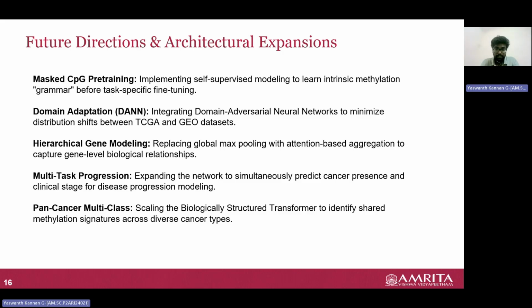Finally, the structure can be scaled to multi-cancer classification, not only relying on one subtype. We can go for pan-cancer, where the model learns shared methylation patterns across the cancer types, improving its broader clinical applicability.